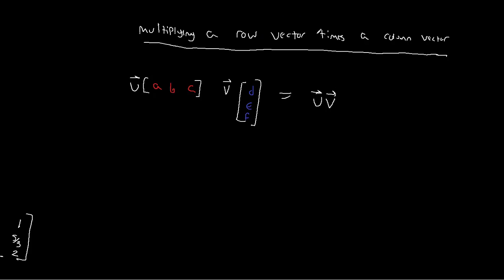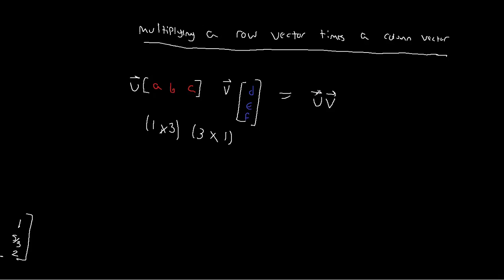Right, this is a row vector times a column vector. Well, let's look. So U has dimensions, right? It has one row, 3 columns. It's a 1 by 3. That's what it means to be a row vector. V is a column vector that has 3 rows times 1 column. That's what it means to be a column vector. So what are the dimensions of UV going to be?